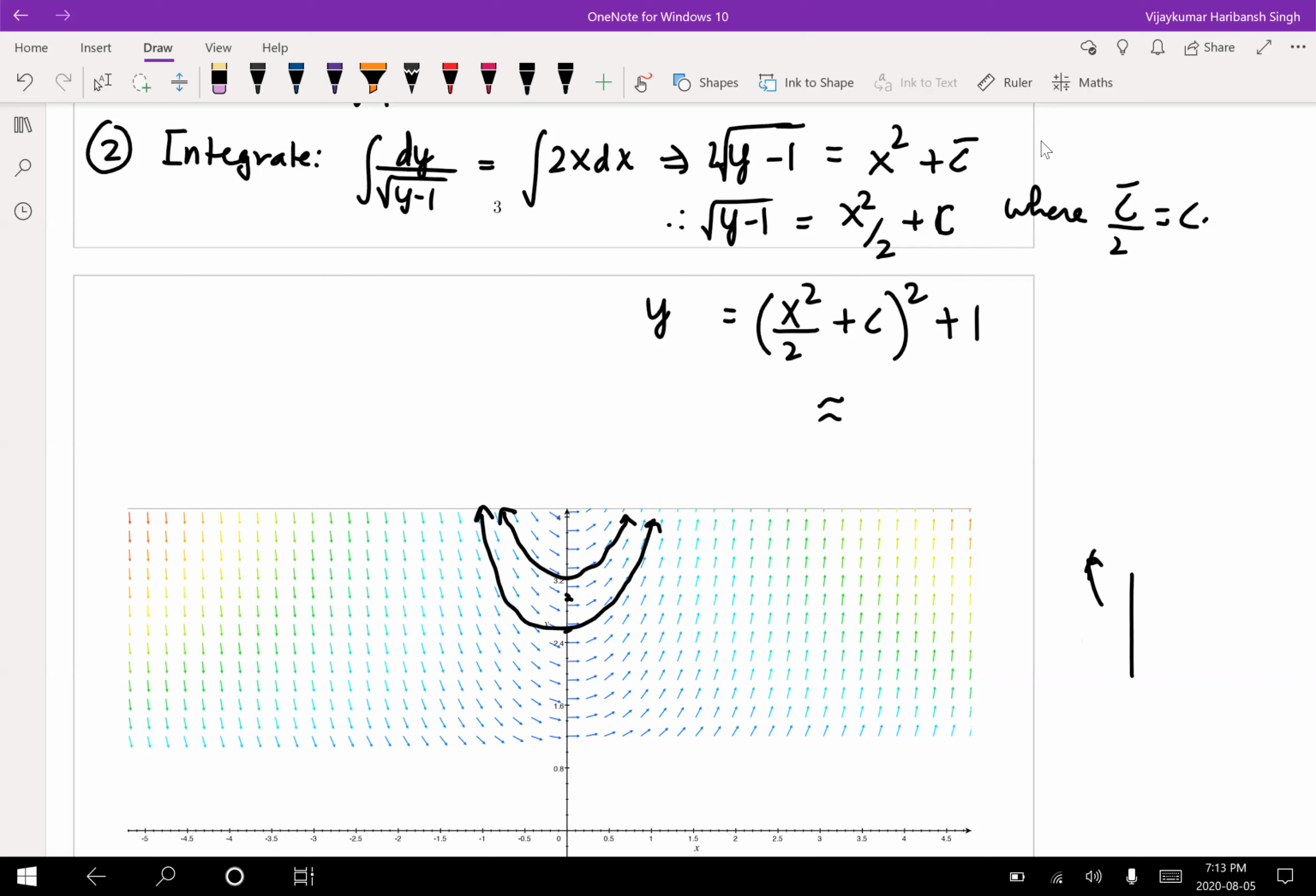So these are the solutions, and each solution depends on what the initial condition is. So suppose your y of 0 was 2, then you would have chosen y of 0 is 2. So somewhere here, you would have chosen this as a solution. So this solution corresponds to y of 0 equals 2.